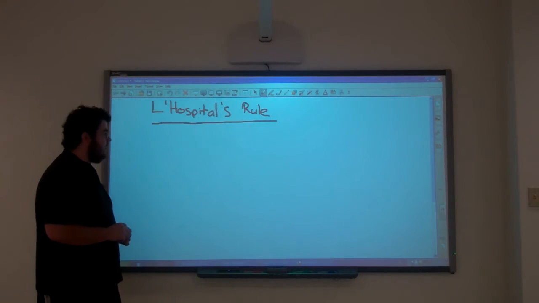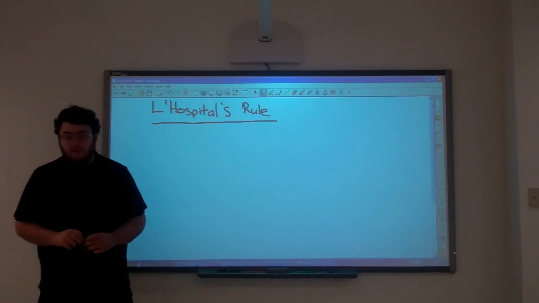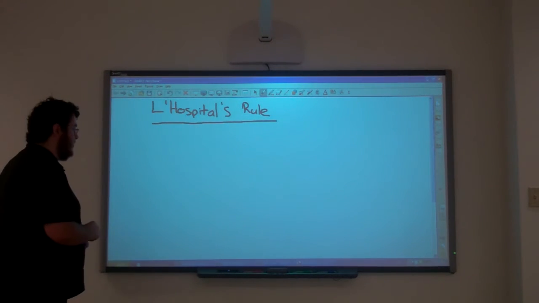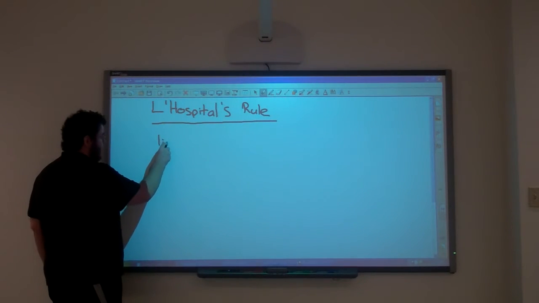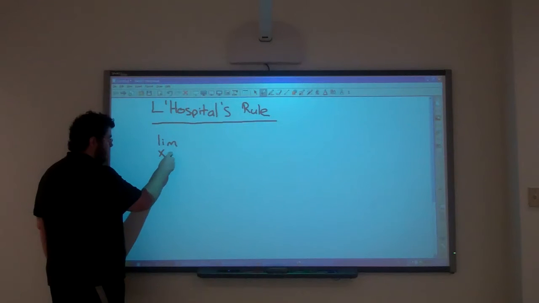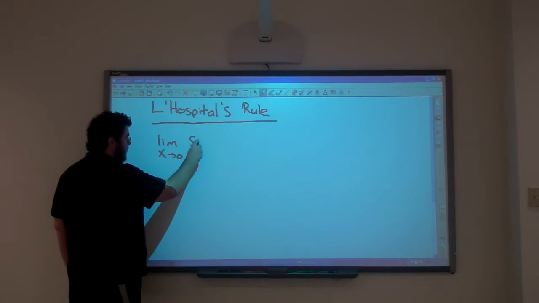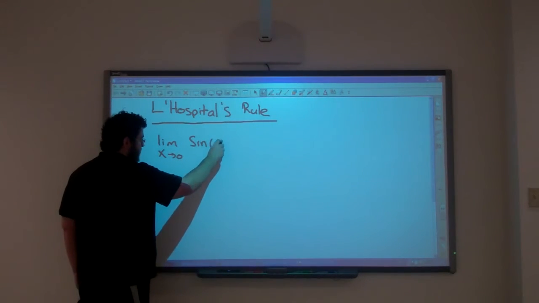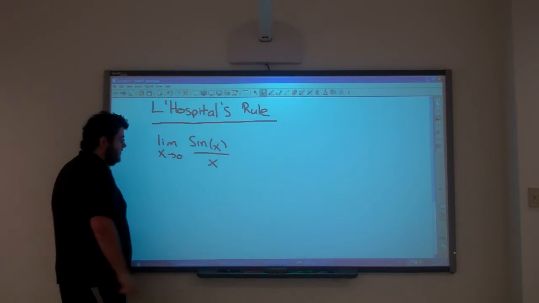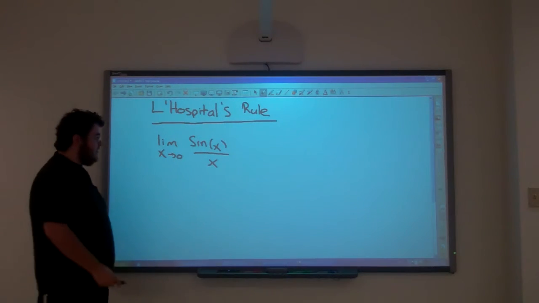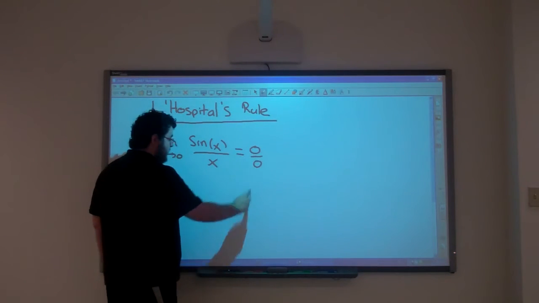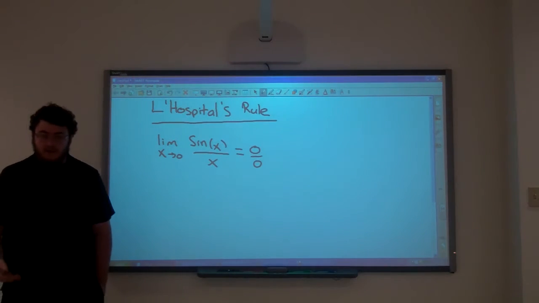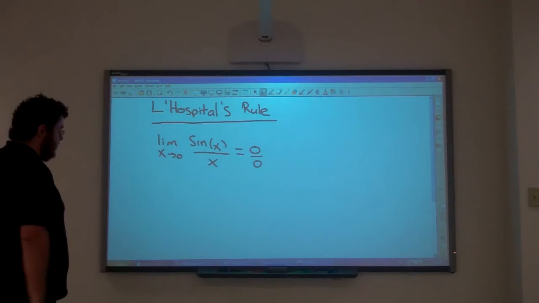So now we come to the topic of what is known as L'Hopital's rule. When you've been taking limits, you may have seen a limit that looks something like, say, limit x goes to 0 of sine of x over x. Well, if you notice, this goes to 0 over 0, which is not okay because we can't divide by 0. So we're not really sure what this equals.